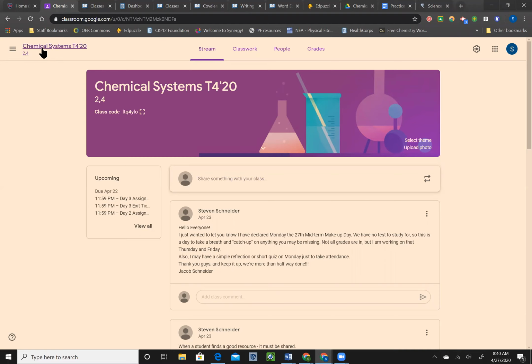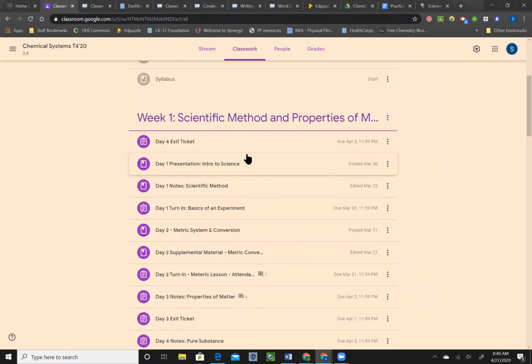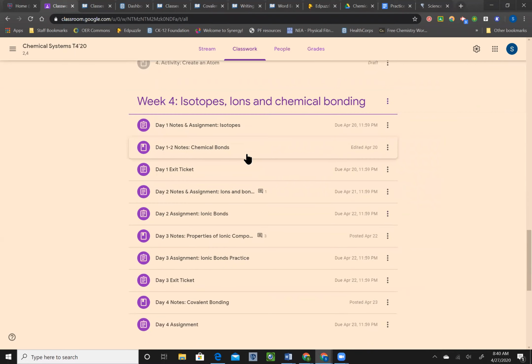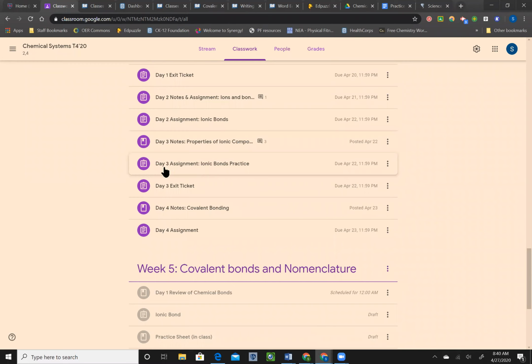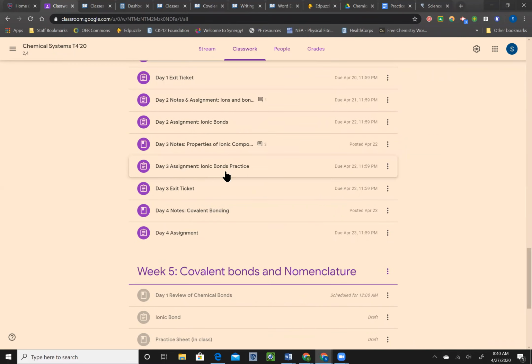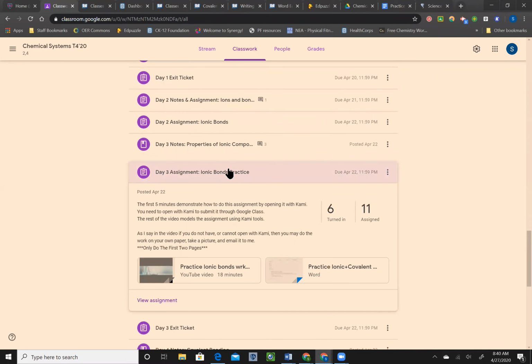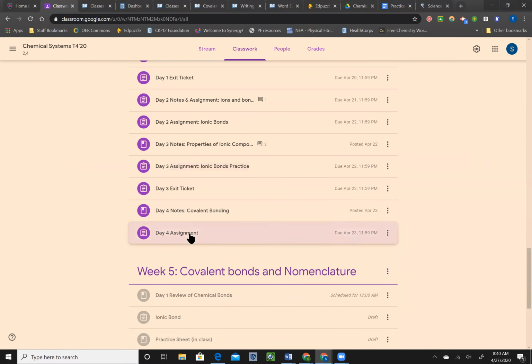Today I'm going to go through the worksheets we did last week on ionic and covalent bonds. So I'm under the chemical systems, then click on classwork, scroll down, week 4. You have them at 2 places. You have day 3 assignment from last week, ionic bonds practice. You can find it there. It's the same assignment as it is right here.